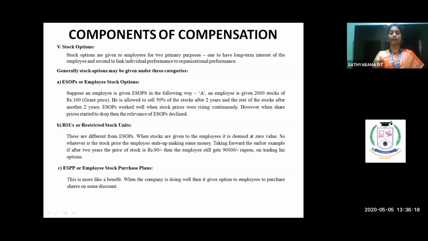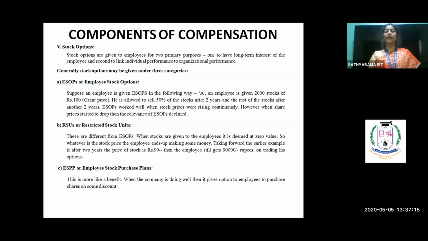So the first one, ESOP, employee stock option. For example, an employee will be given 2,000 stocks, which is nothing but shares. 2,000 shares of their own company will be given to the employee, and each share will cost rupees 100, and he can pay after 2 years. He will be granted permission to sell 1,000 shares after 2 years, and after another 2 years he'll be given permission to sell another 1,000 shares. And luck is a factor here, because after 2 years, if the company's share price has increased, then they will experience a high profit. And if the company's price falls, then it will be a bad situation for the employees.